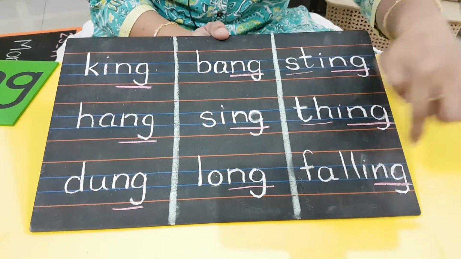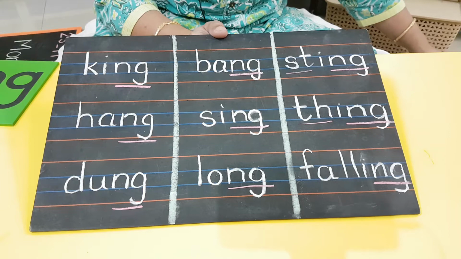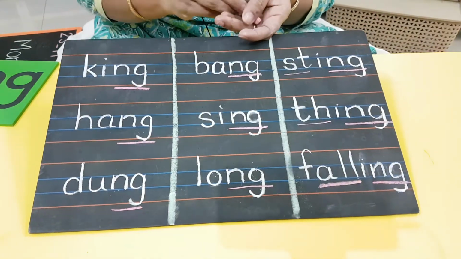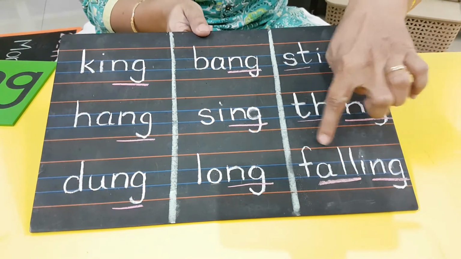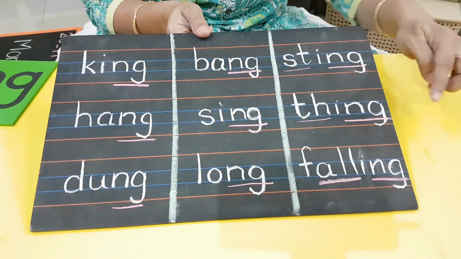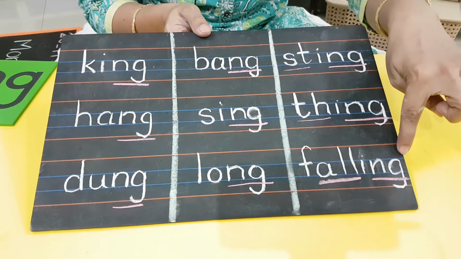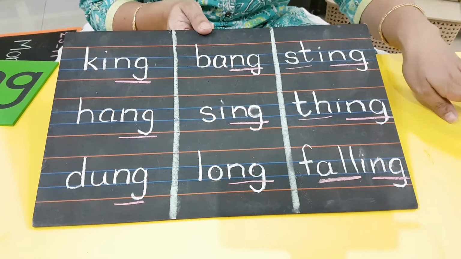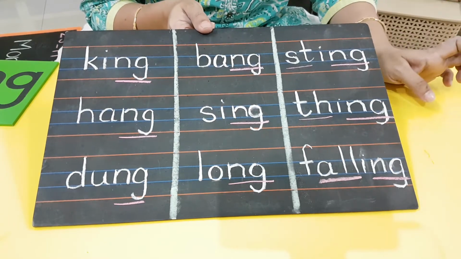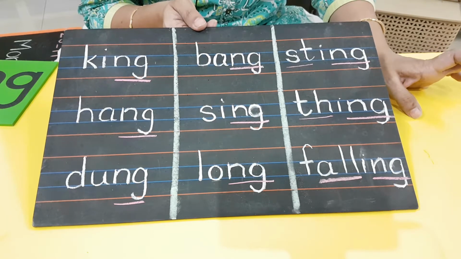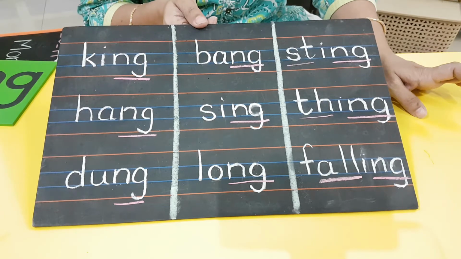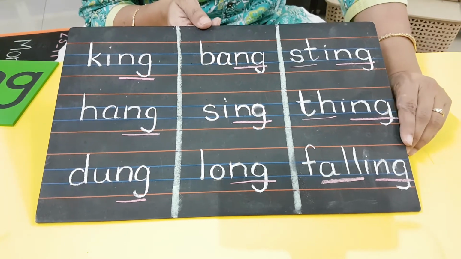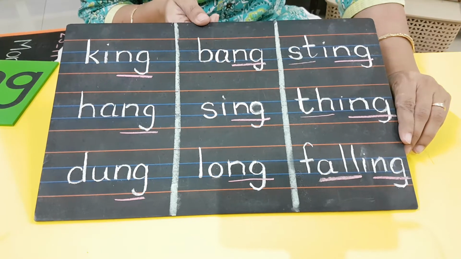All, fall. You will have to read this together, okay? Because it is given as a sight word for you. Now read it. All, fall, falling. Okay? Falling. Don't push. Otherwise, you'll end up falling down. Okay? Falling.